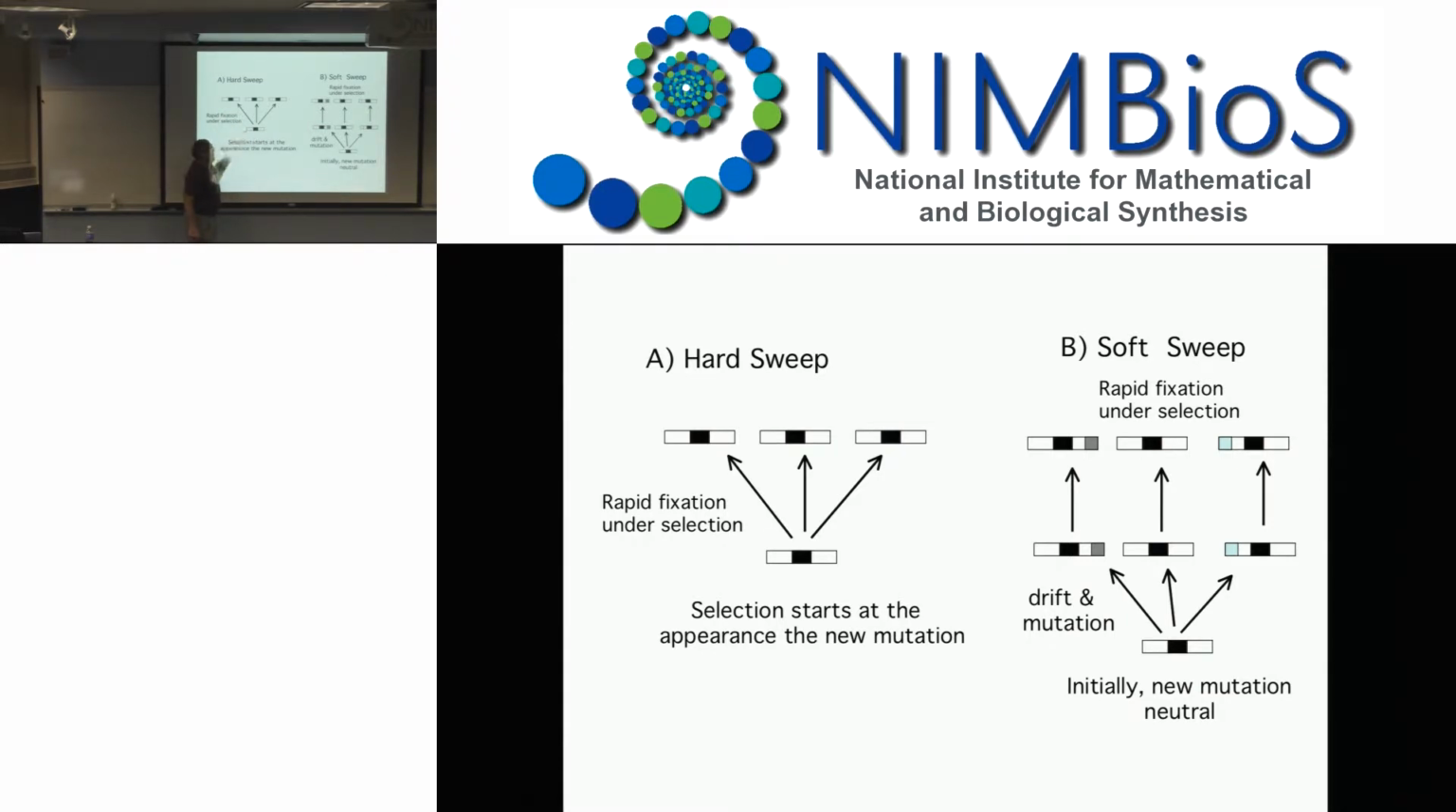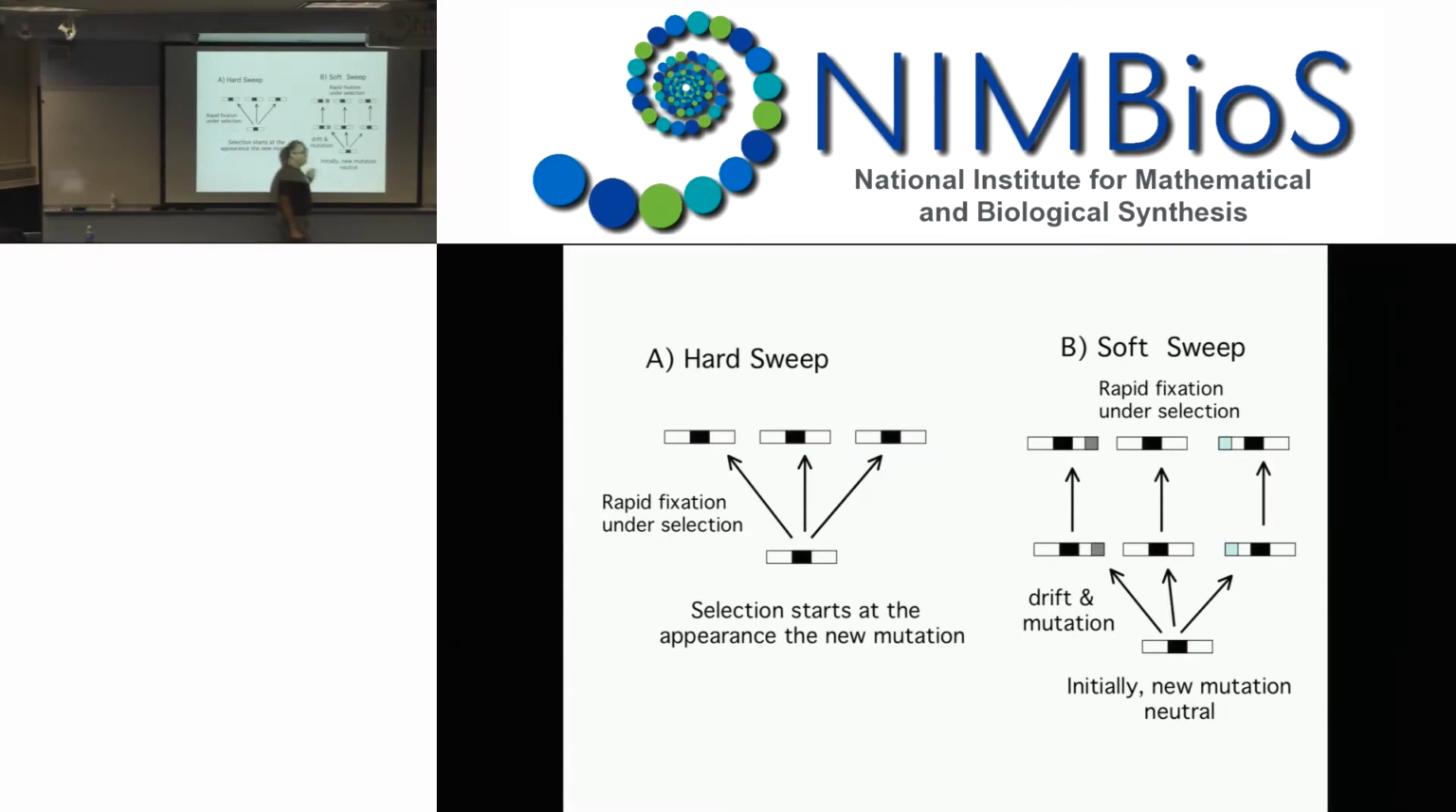And because it's on a single haplotype, that haplotype is fixed. How long that haplotype is depends upon the strength of selection relative to recombination. If selection is strong, that haplotype that's fixed is large. If selection is weak, that haplotype that's fixed has a small length.